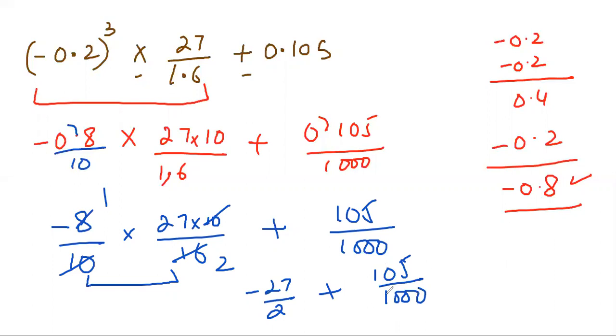So let's simplify this a bit, because making 2 equal to 1000 is a very tough task. So this is 5 and this is 0. Both come in the table of 5, so we can simplify a bit. 5 times 2 is 10, 5 times 1 is 5, 5 times 2 is 10, 0, 0. So what we will get is minus 27 by 2 plus 21 by 200.